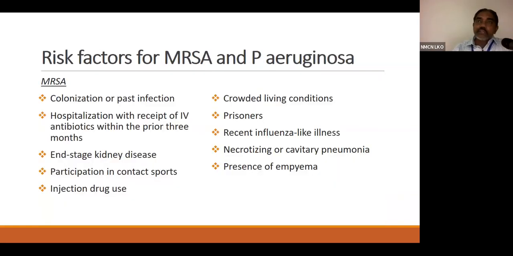As I told you in the previous slide, the risk factors for MRSA and Pseudomonas are listed in this table. For MRSA: colonization or past infection with staph, or hospitalization with receipt of IV antibiotics within the prior 3 months, ESRD, participation in contact sports, injection drug use, crowded living conditions, prisoners, recent influenza-like illness, presence of necrotizing cavitary pneumonia on X-ray, or presence of empyema.